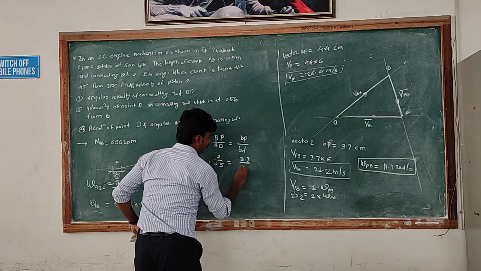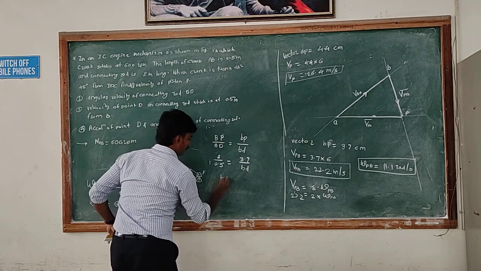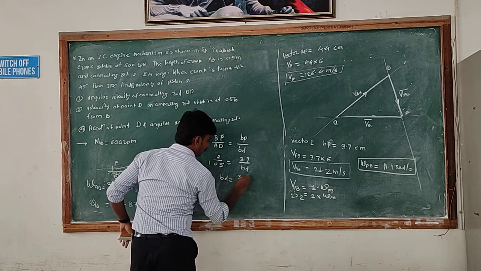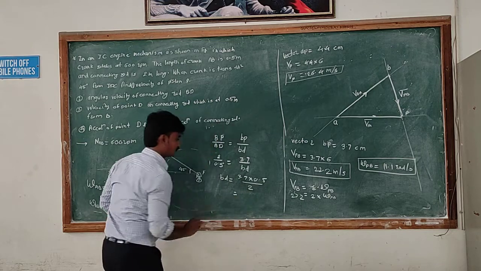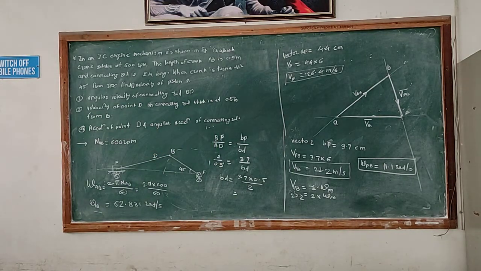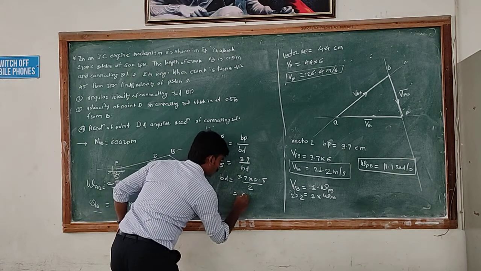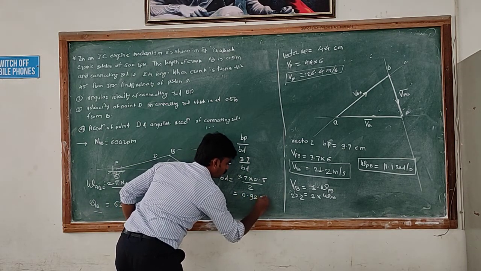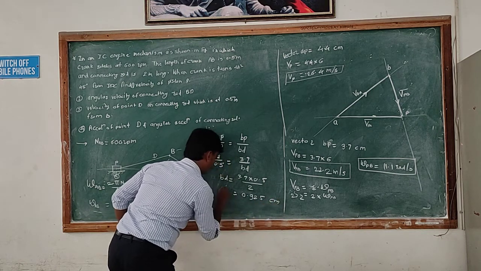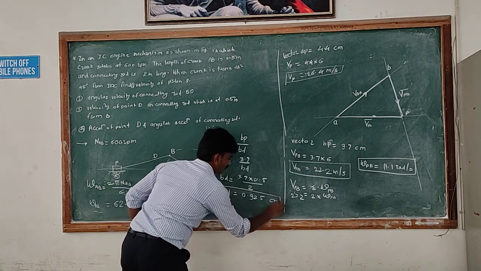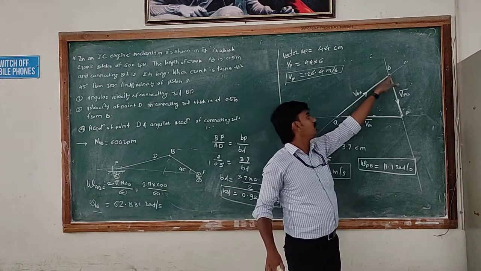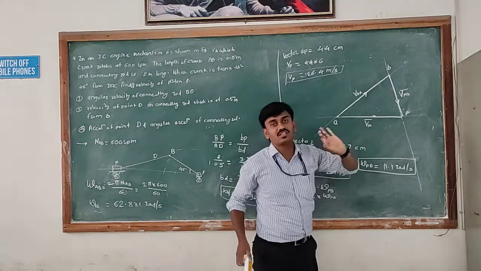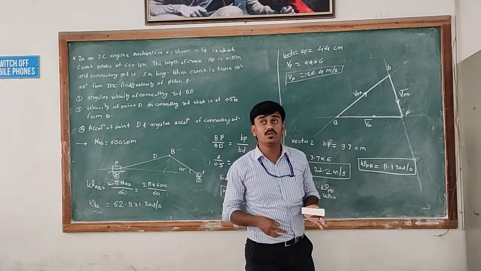Here vector BD. So BD is equal to 3.7 into 0.5 divided by 2, which is equal to 0.925 centimeter. BD is equal to 0.925 centimeter, means from point B, the point D will lie at a distance of 0.925 centimeter.